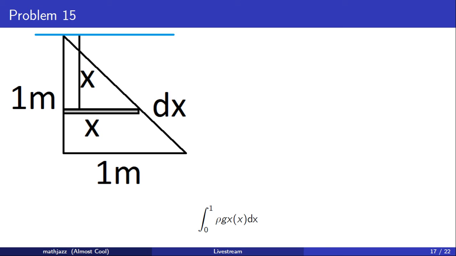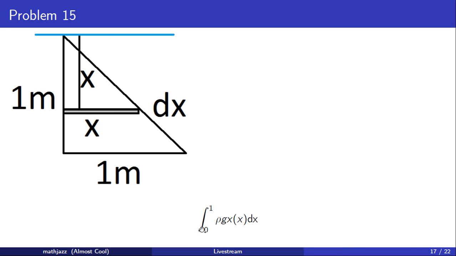So the only difference between the metric integral and the imperial integral is that the imperial integral will have the weight density rho times depth x, whereas the metric will have the mass density rho times gravity g times the depth x. So you'll have to remember that. We don't multiply by gravity in the imperial system.